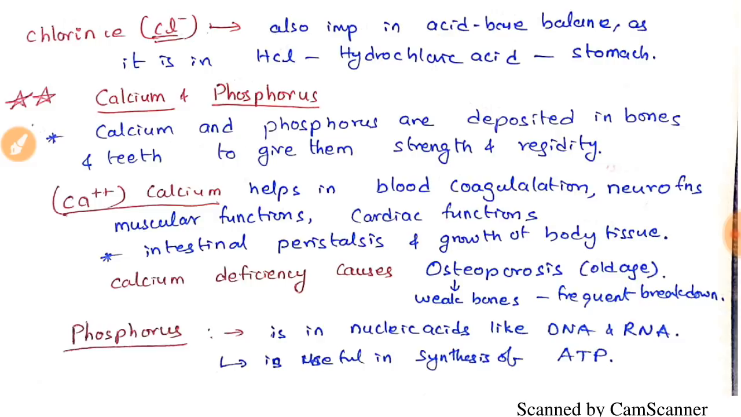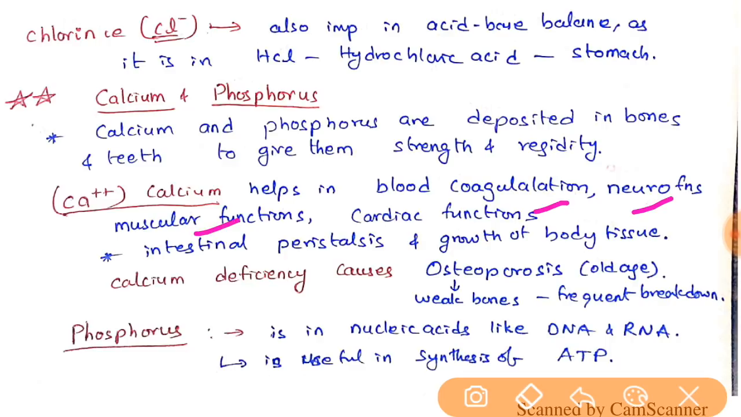These are important facts, friends. You have to remember that calcium ion is helpful in blood coagulation, neural functions, muscular functions, cardiac functions, intestinal peristaltic movement, and growth of the body tissue.